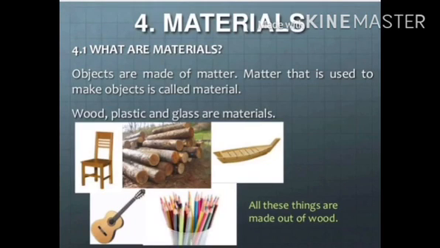Now what is material? What are materials? Objects are made up of matter. Matter that is used to make an object is called material. Wood, plastic and glass are materials. All these things are made up of wood in the example. So what are the various objects made up of?